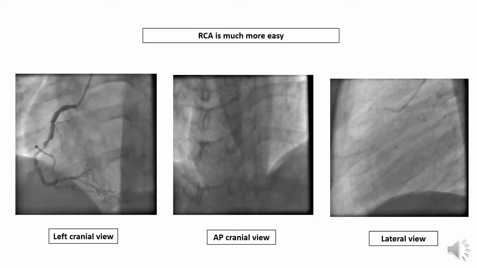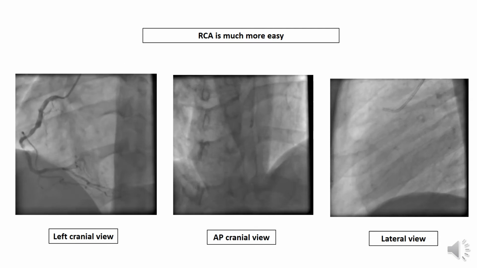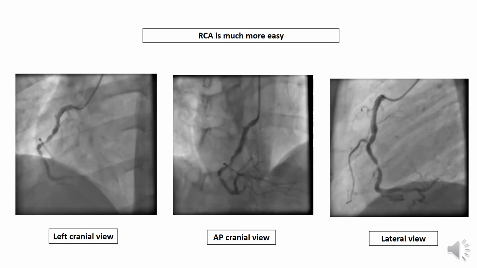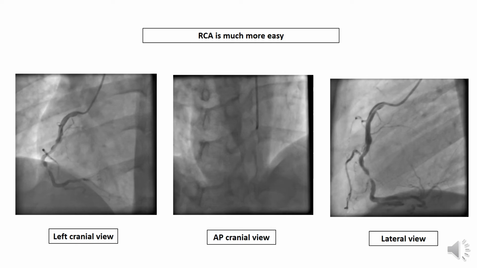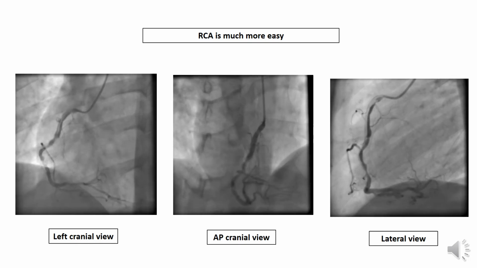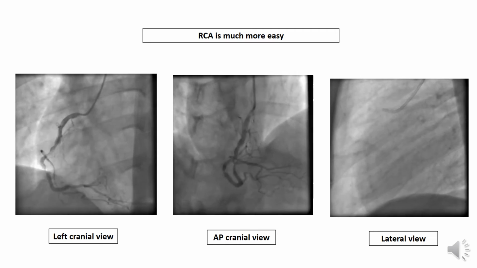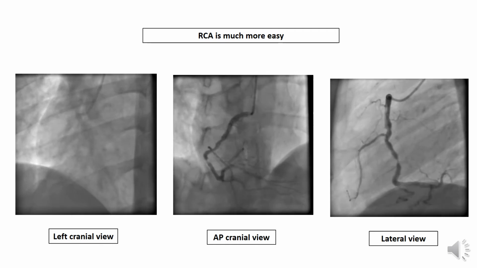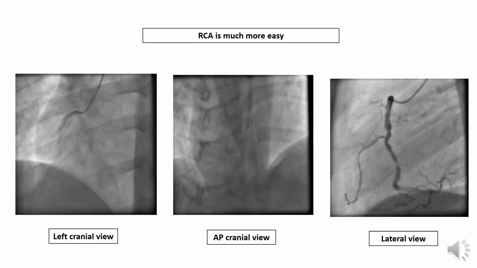Here is an example of what we discussed. In this picture we are seeing the opposite copula of the diaphragm, so it is a left cranial view. We can appreciate a lesion in the mid segment of the right coronary artery here, and the branch that goes in continuation with the RCA is the posterolateral branch, while the descending one is the posterior descending artery branch.